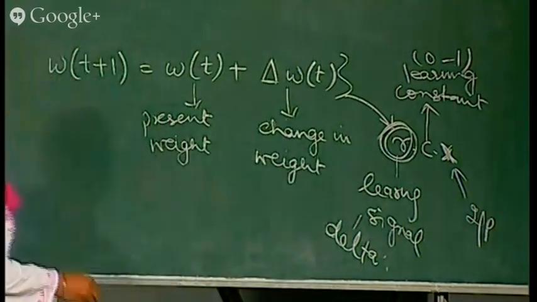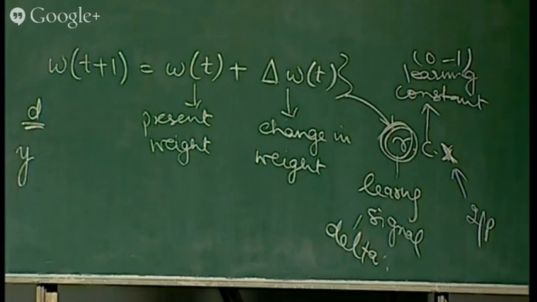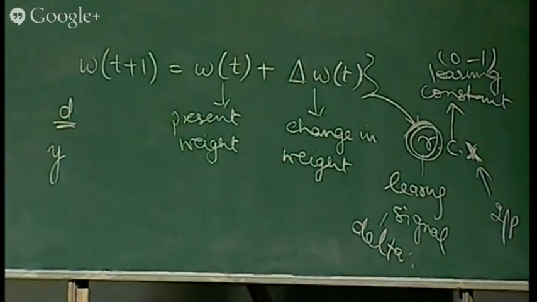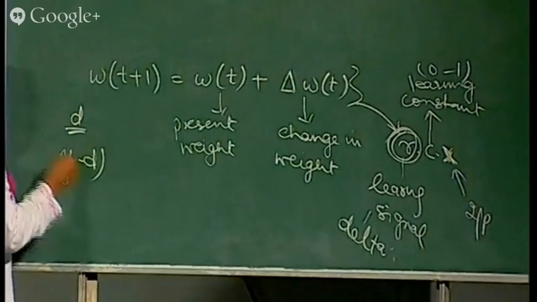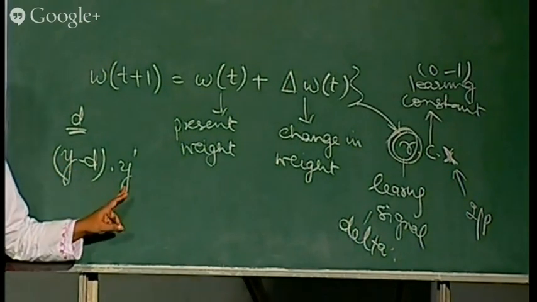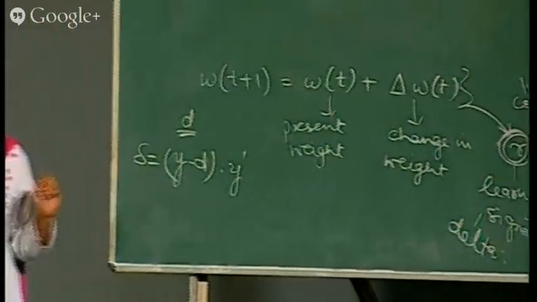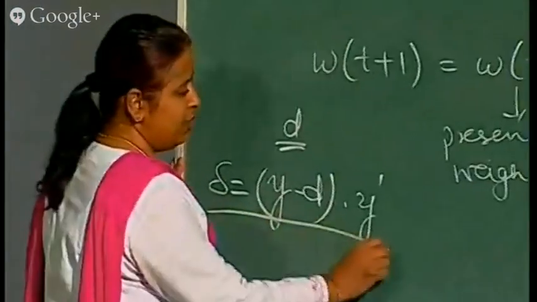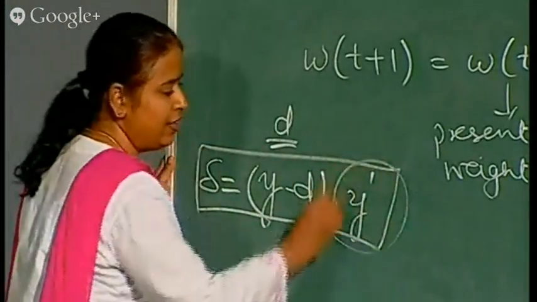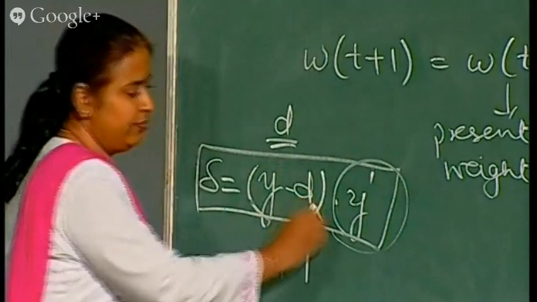So in the delta learning rule, when we calculate the final output Y, and let us say a desired signal D is given, how do we calculate the delta? It is (D minus Y) into Y dash: whatever error comes is multiplied by the derivative, and that is the delta. Delta can be calculated only if we know the desired value.